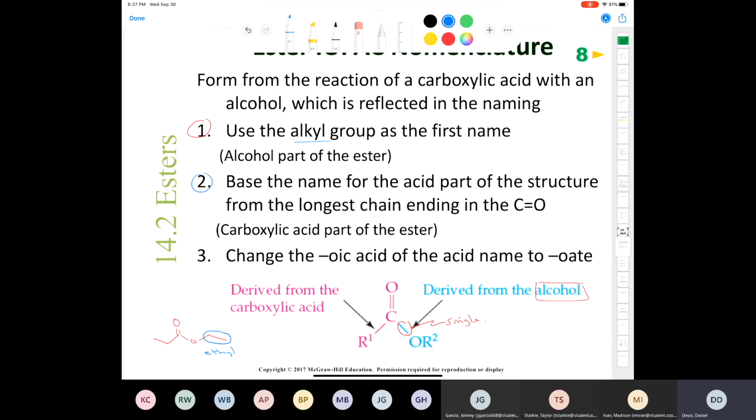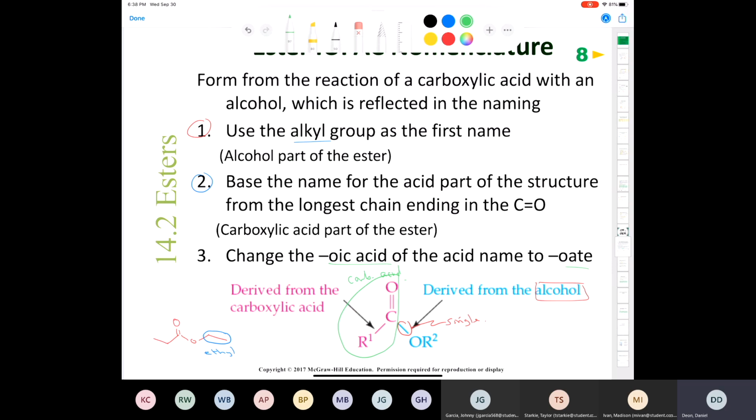Now the second step says the base name comes from the part of the acid. So the part that has the carbonyl attached to it, this part comes from the carboxylic acid, okay? And we already learned how to name carboxylic acids. And we replace oic acid with oate. So instead of methanoic acid, we have methanoate, ethanoate, propanoate, butanoate, pentanoate, hexanoate, heptanoate, octanoate, nonanoate, decanoate, and so on and so forth.